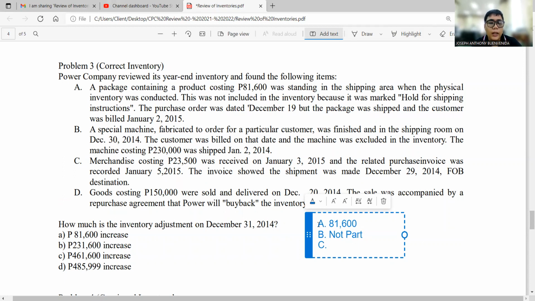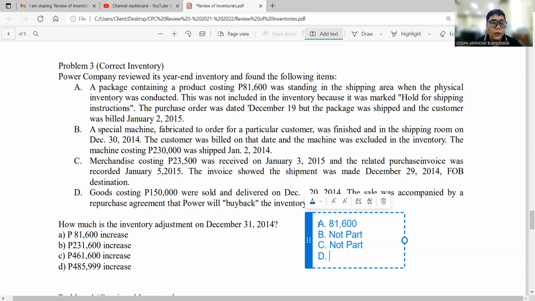Letter C. Merchandise costing 23,500 was received on January 3, 2015, and the related purchase invoice was recorded January 5. The invoice showed the shipment was made December 29, 2014, FOB destination. By its shipping terms, FOB destination, it had not yet arrived on January 3, and not before December 31. So it is not yet part of our inventory because it still belongs to the seller. So, not part.